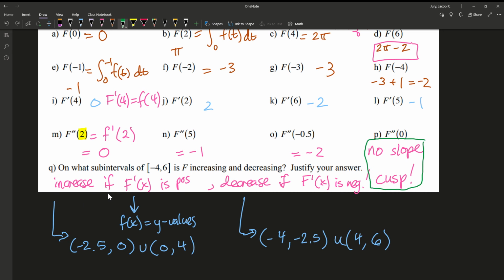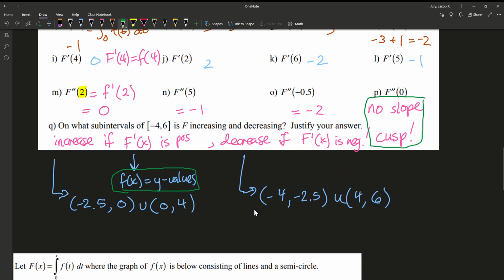So a function is increasing if the first derivative of it is positive. Now we're taking the first derivative of capital F, but we were told since the very beginning that the derivative of capital F is undoing an integral. So we just end up with the function's y values. Same thing if we're decreasing. We'll just take the derivative of capital F and we'll find when the y values are negative.